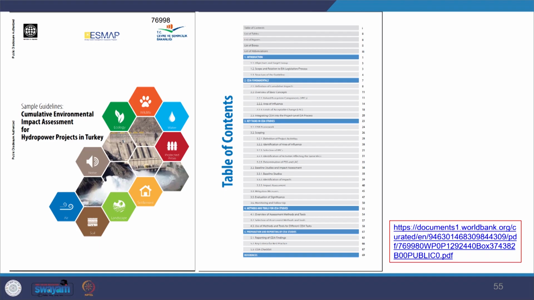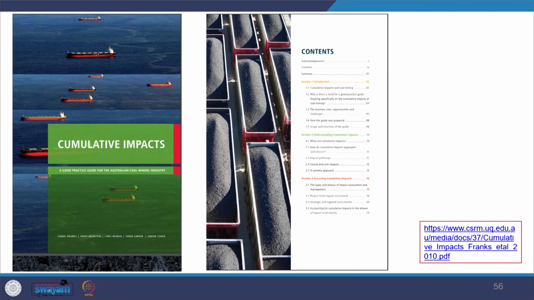So, like from scoping, baseline studies, and mitigation measures, evaluations of significance, monitoring, and follow up. So, how you will undertake all of these when you're dealing with hydropower projects. So, you can refer to this also. And then there's another guidance which is available on cumulative impacts.